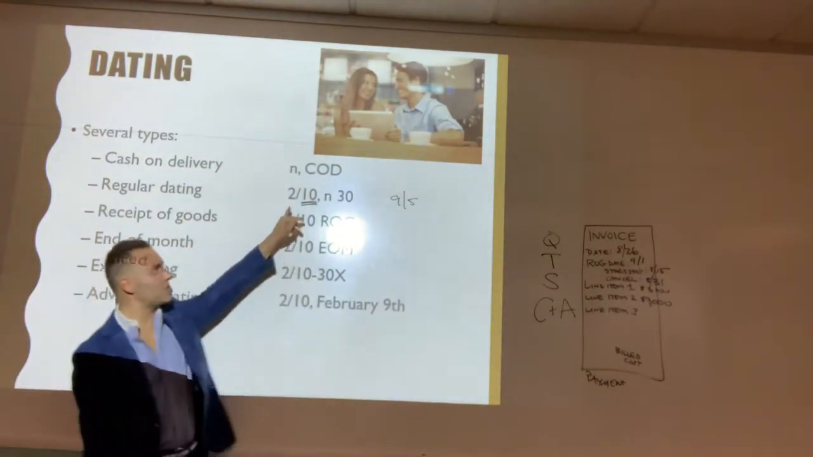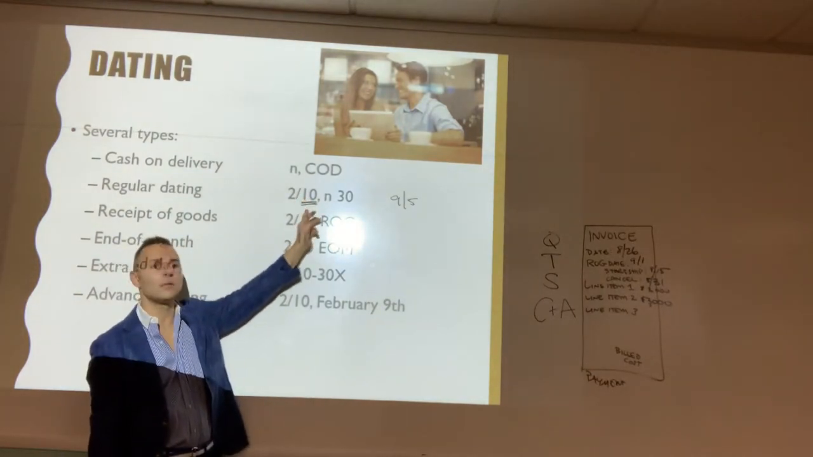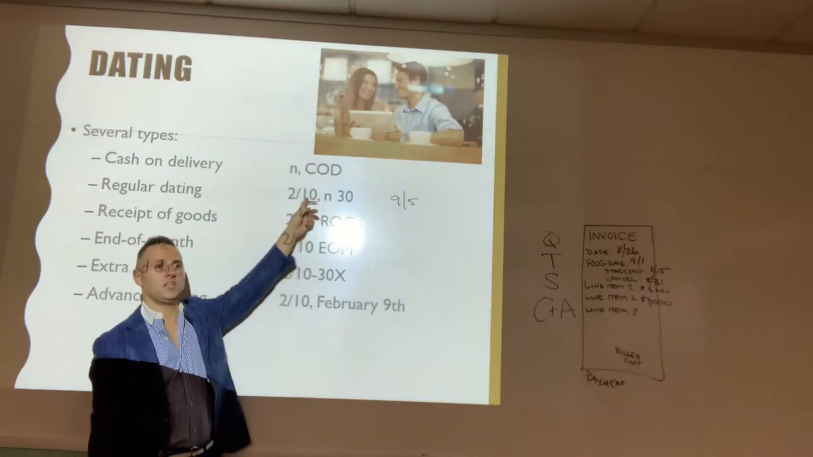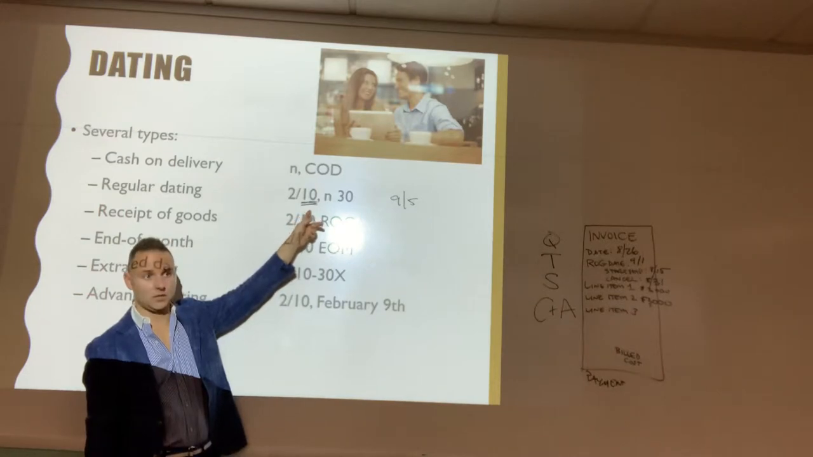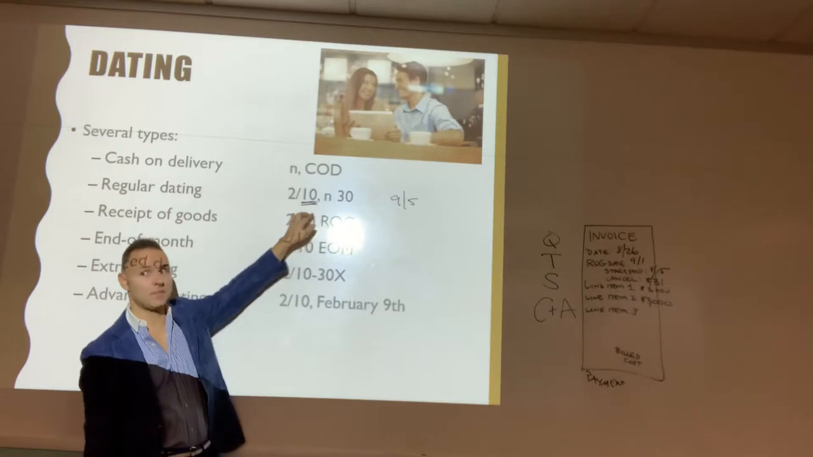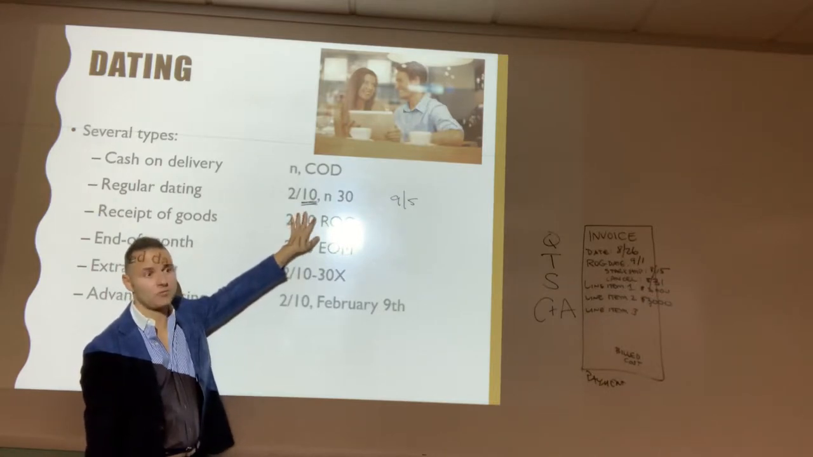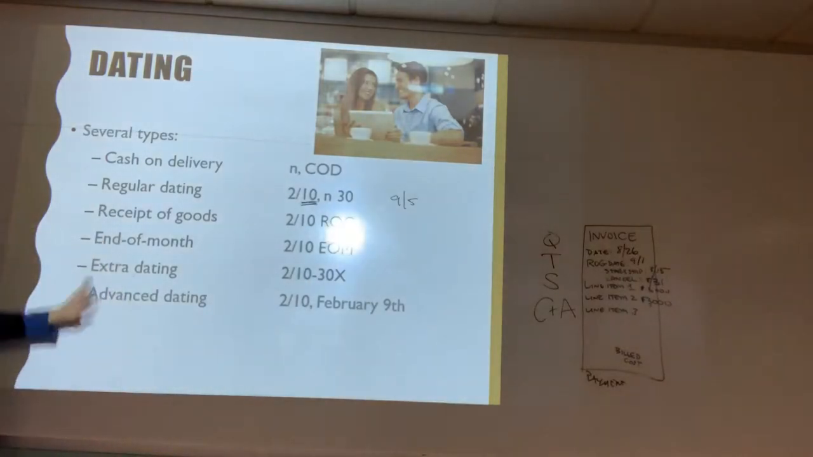So this one just says, I've got 10 days to pay the bill from the invoice date in order to get the 2% discount. If this said 2/15, what would that mean? 15 days. If this said 2/30, what would that mean? 30 days, great. If this said 8/15, what would that mean? 8% discounted if paid in, whatever I said, I forgot. Okay, great. Good. Okay, next one.